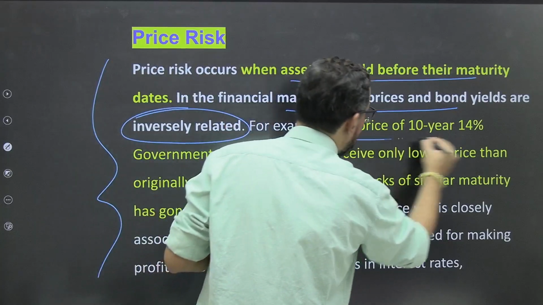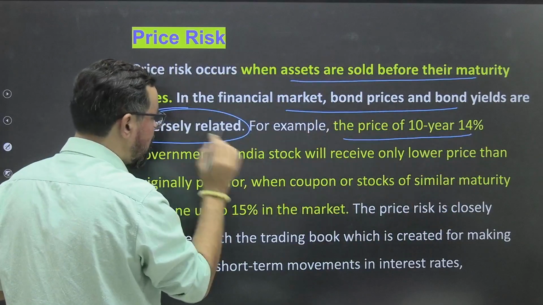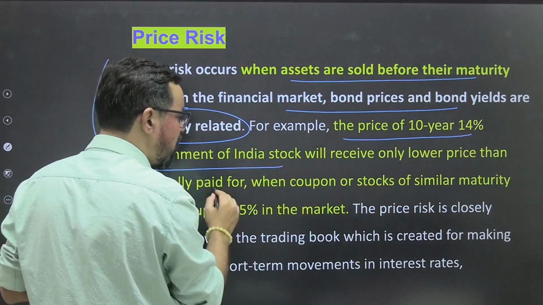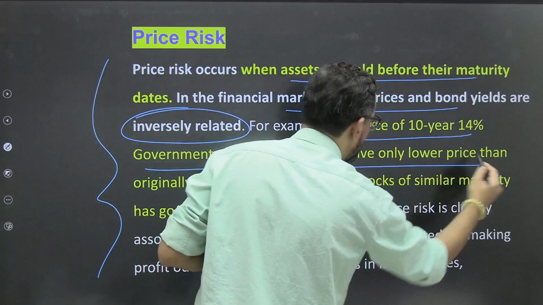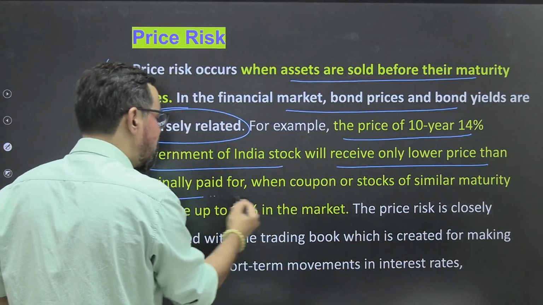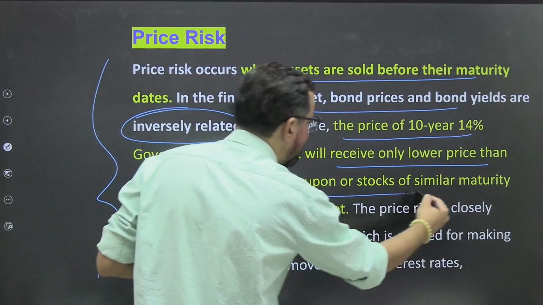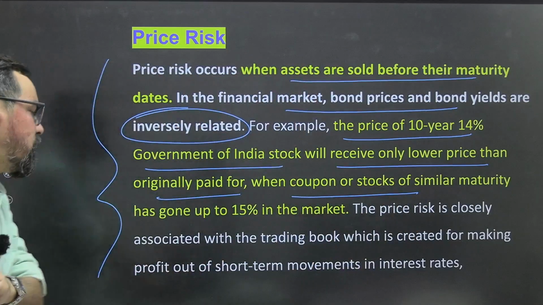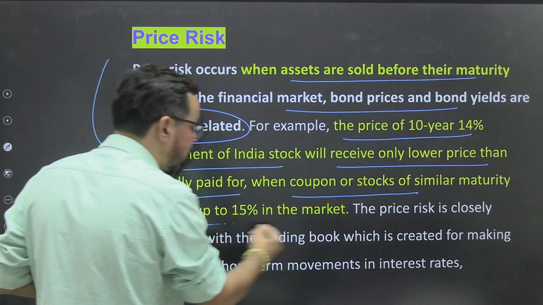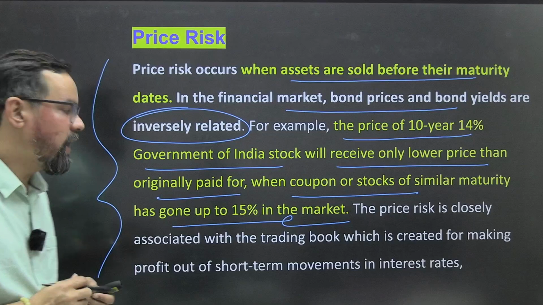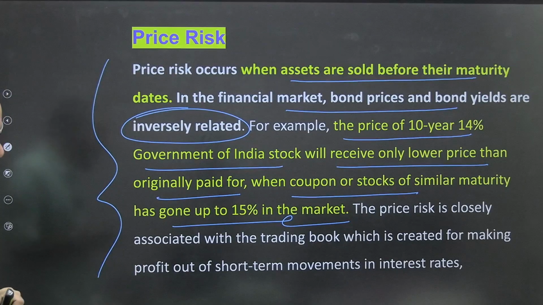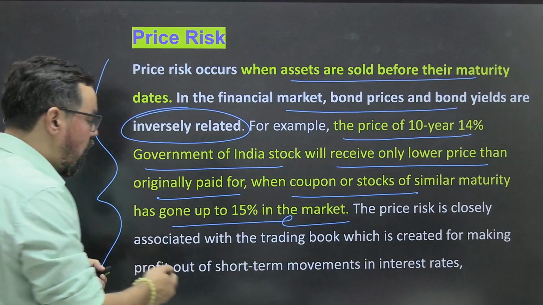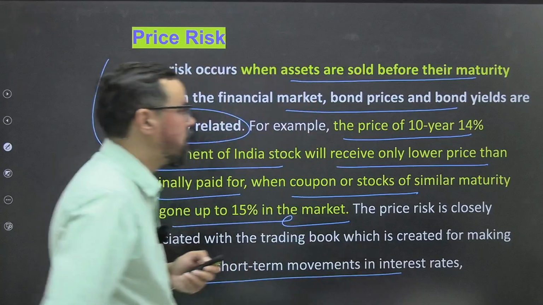For example, a 10-year Government of India stock with a 14% coupon will receive only a lower price than originally paid for it, when the coupon on stock of similar maturity has gone up to 15% in the market itself, right? So the price risk is closely associated with the trading book majorly, which is created for making profit out of short-term movements in the interest rate as well.